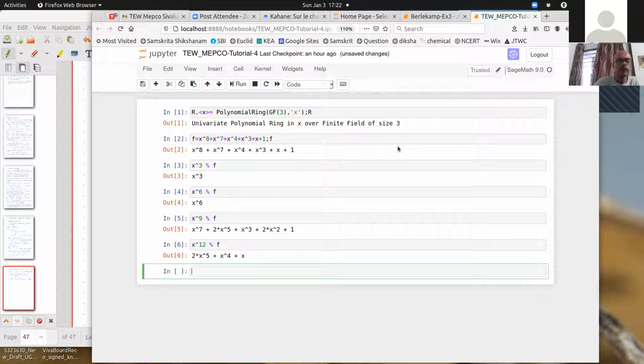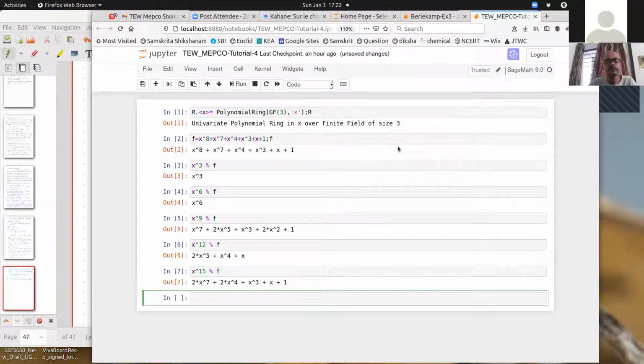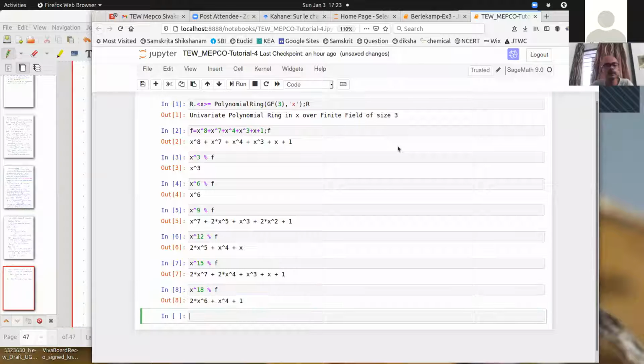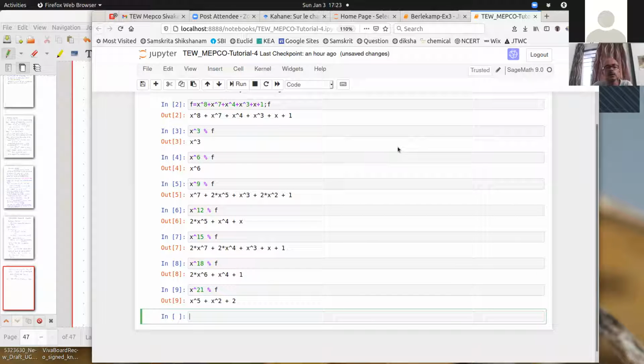So 12, then 15, 18, 21. Yes, so that's the last one. So we have all these reductions, and the coefficients of these polynomials would give us the matrix B.